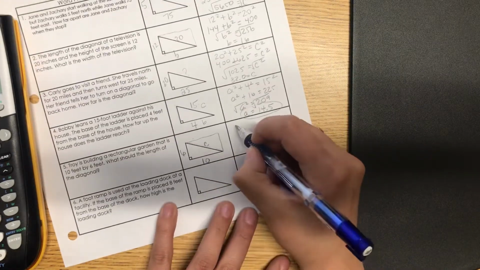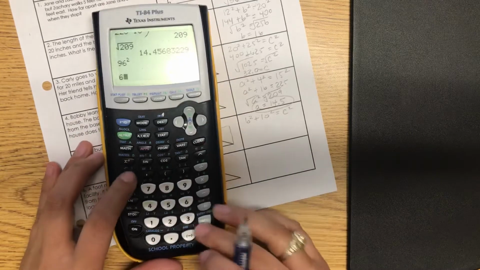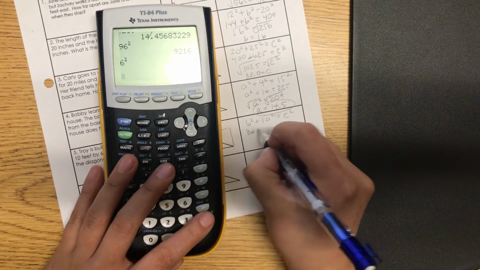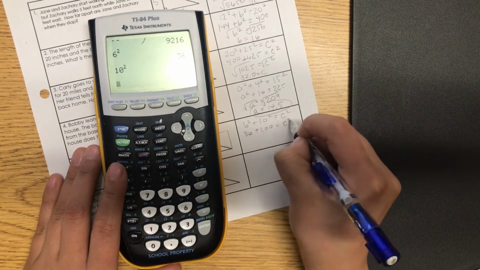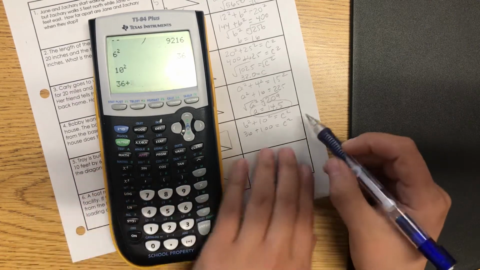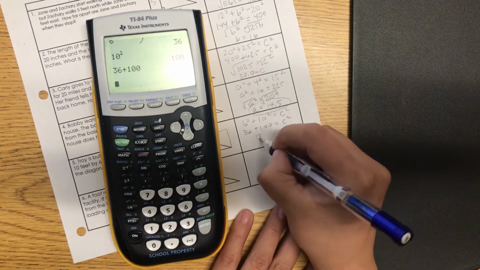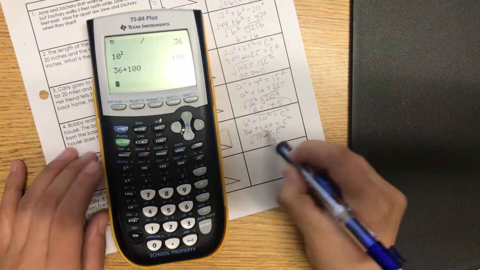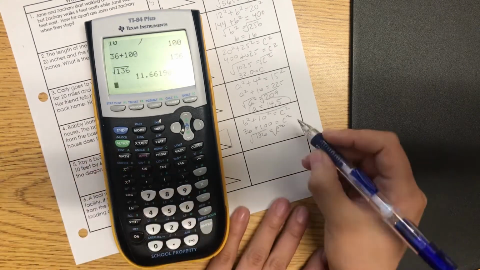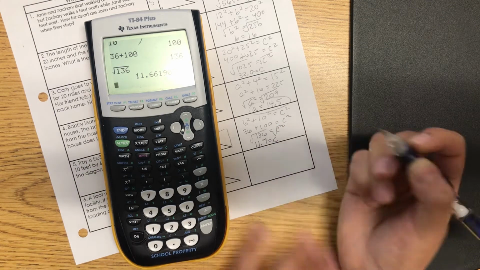So if 6 and 10 are the legs, we've got 6 squared plus 10 squared equals c squared. So 6 squared is 36, and 10 squared is 100. We don't know c, so remember, if we're missing the hypotenuse, we add 36 plus 100. So we got 136 equals c squared. And to get my final answer, we take the square root of that number, which will be a decimal. If I round to the tens place, the hypotenuse is 11.7.